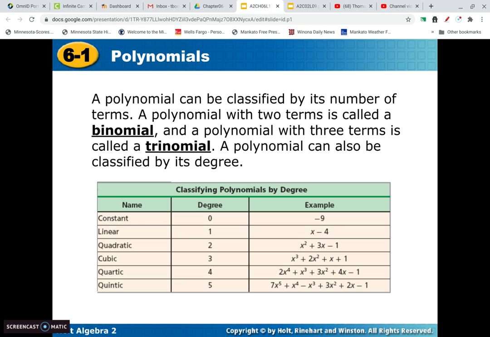Okay, and so here's a list of the different ones that we would see. We have constant, linear, quadratic, cubic, quartic, quintic. Typically we don't go any higher than that. I mean, we can, but we'll keep it down there. And if it has 2 terms, we call it a binomial. If it's 3 terms, it's a trinomial, and so on and so forth.